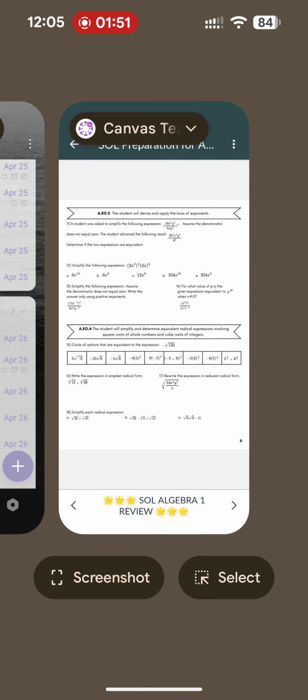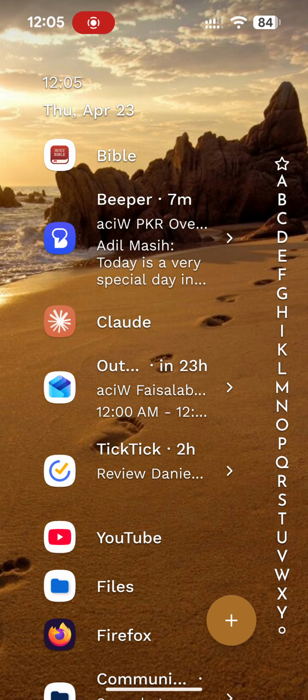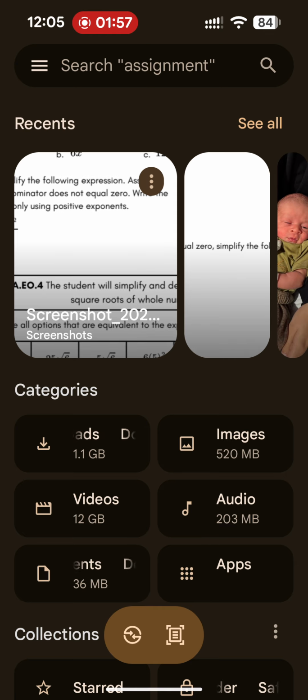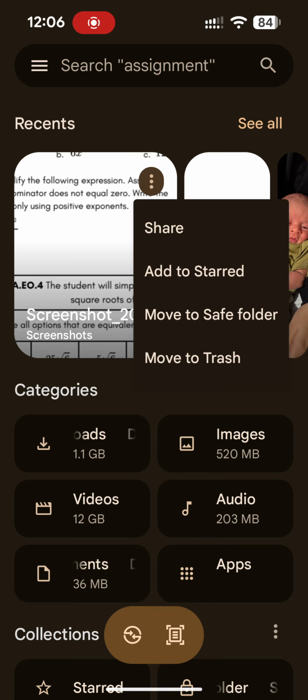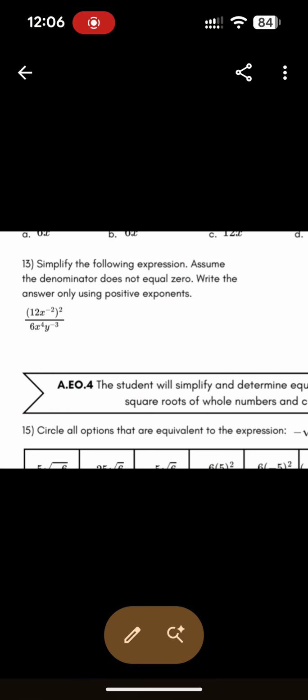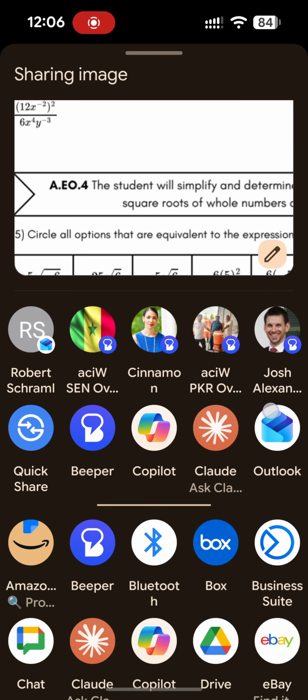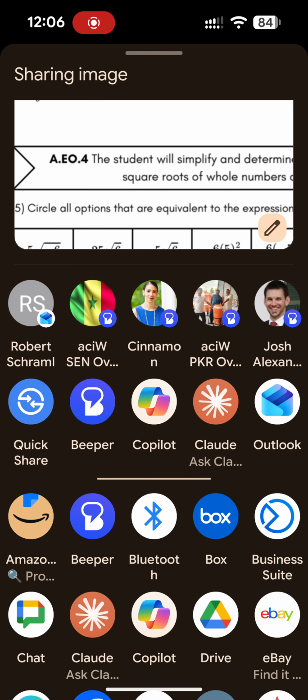For me, I have to go to my Files folder, and there it is. And I want to share it. So I'm going to share it. Well, actually, I'm going to have you see it first, okay? You see 13's right there. Then I'm going to share it. And I'm going to share it with Copilot. I generally use Claude, but since you guys have Copilot, click on Copilot.